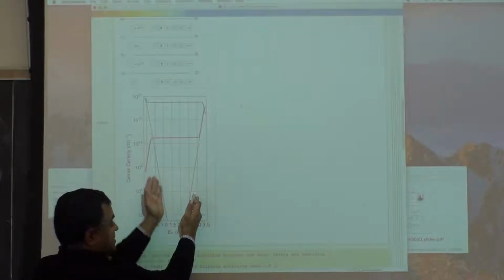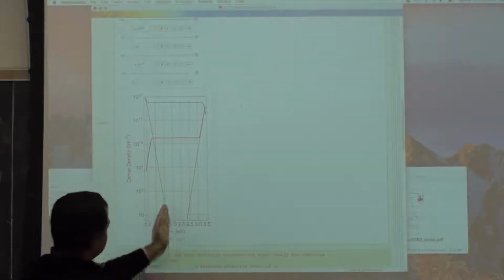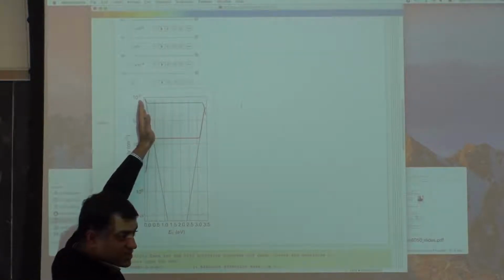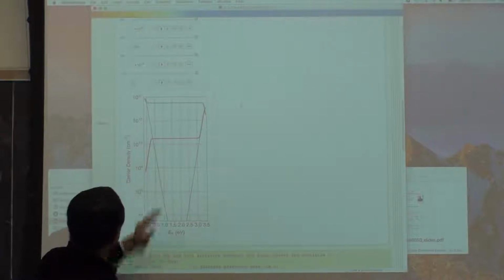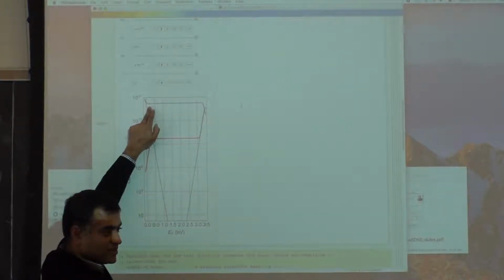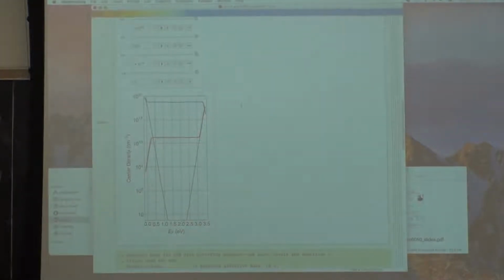This is my hole density P, very, very few holes. But if I move my Fermi level to the left, this is the hole density, and it rises exponentially. And if my Fermi level is very close to the valence band edge, my hole density is extremely large, 10%. Right? So these are the two terms, N and P.